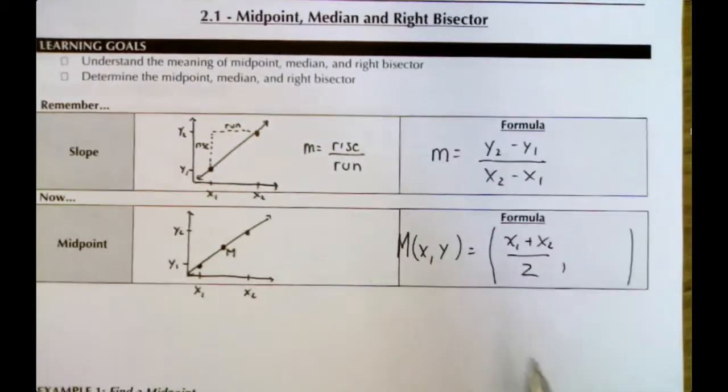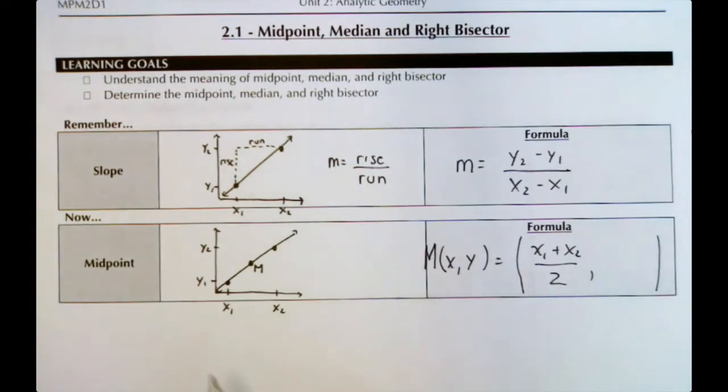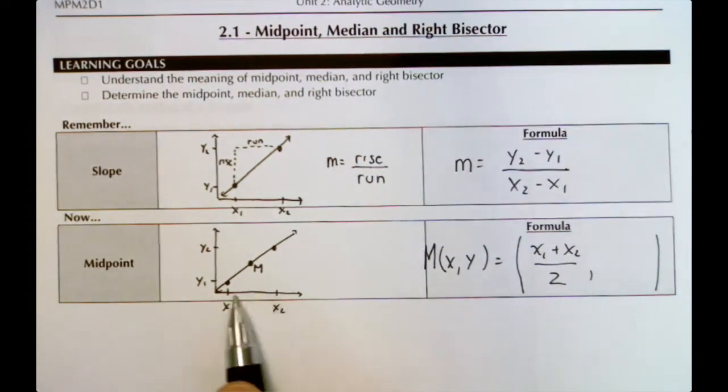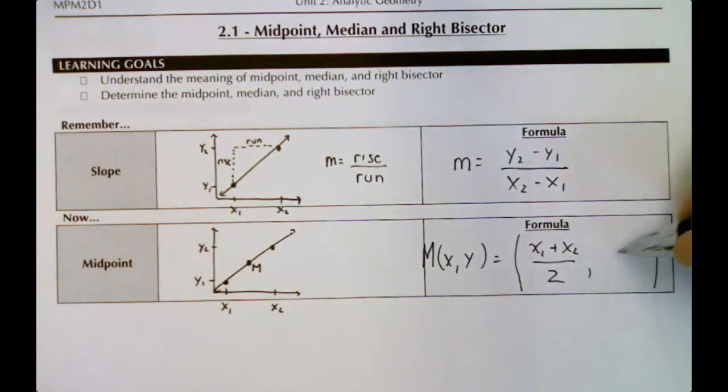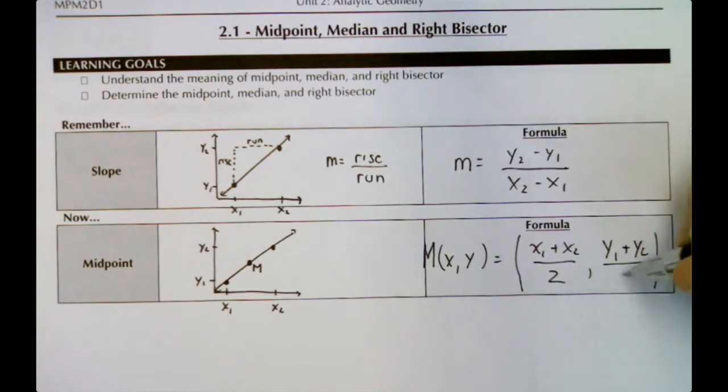So if you want the x from the midpoint, the way you find it is you look for the middle of these two numbers. The middle would be the average. If this is 1 and that's 7, we would add them, get 8, divide by 2, and get 4. And the x part of the midpoint would be 4. And we do the same with the y's. We take y1, we add y2, and we divide by 2. You're just finding the middle of the x's and the middle of the y's.